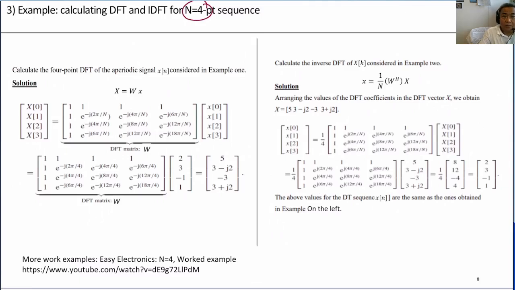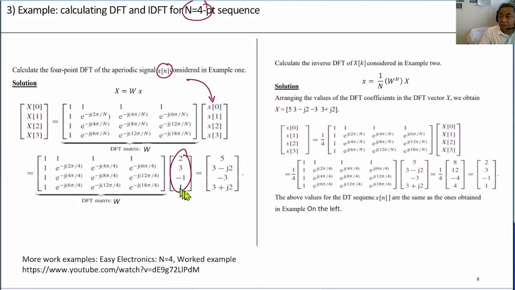In this slide, we'll show the DFT for N equals 4. The question begins like this. Calculate the 4-point DFT of an aperiodic sequence x[n], and we're given this x[n] here, and we are asked to find the DFT coefficients.